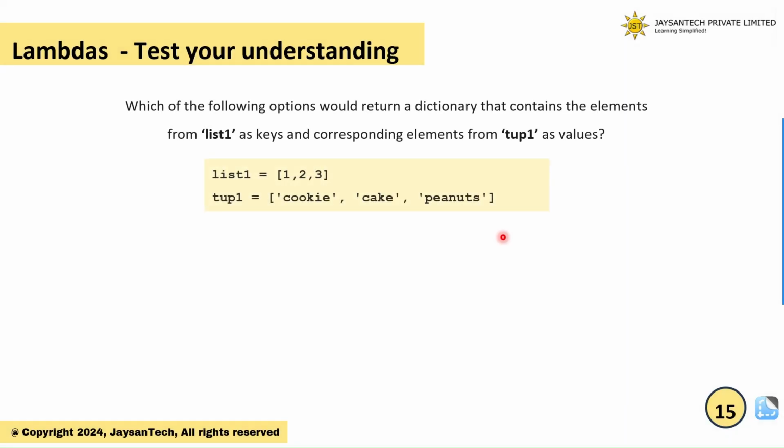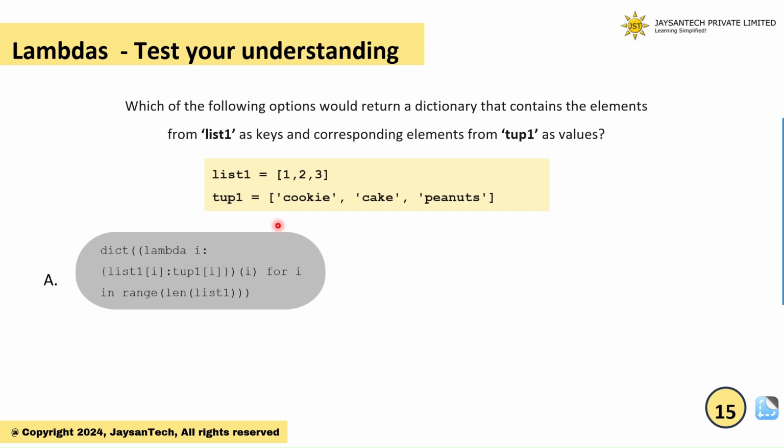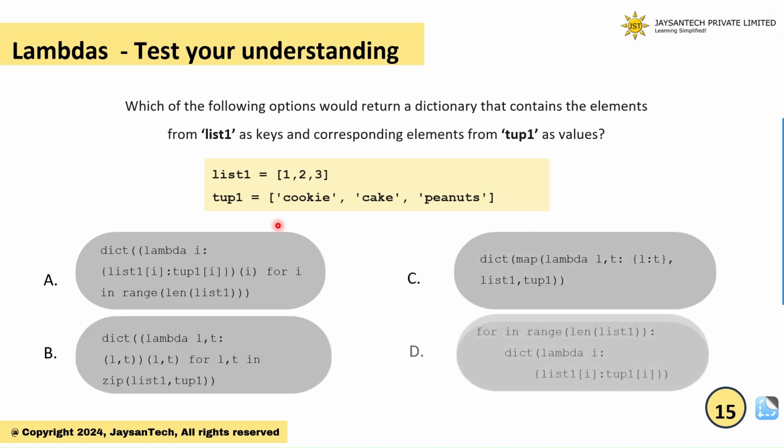The next question. Which of the following options would return a dictionary that contains the elements from list 1 as keys and corresponding elements from tuple 1 as values? So this is a slightly complex question. So you have list 1, which is 1, 2, 3, and tuple 1. I'm sorry, this is supposed to be a tuple. It's supposed to be contained inside small braces. So how do I do this? Which function can I use? We'll look at it one by one.